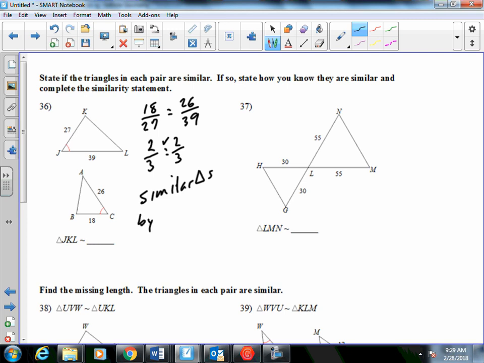And by side angle side, and completing the similarity statement, triangle JKL is going to be similar to triangle CBA.